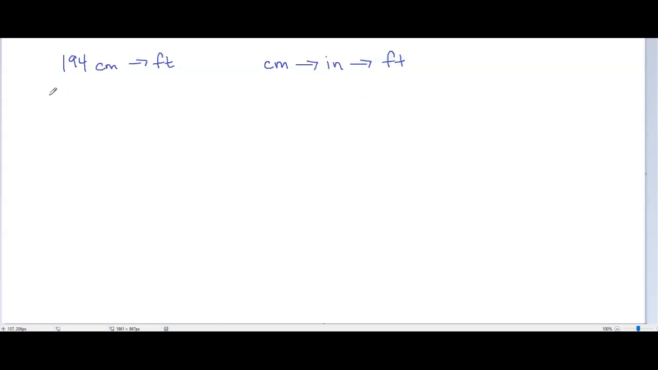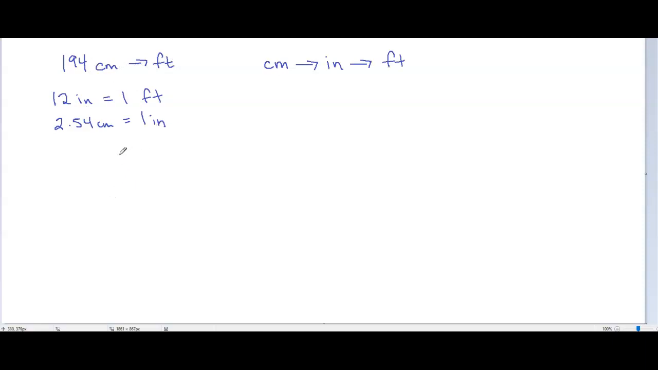We know that 12 inches is equal to 1 foot. And we also know that 2.54 centimeters equals 1 inch. So knowing those conversion factors, we can go from 194 centimeters to feet.